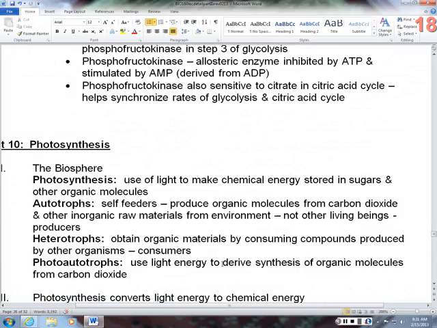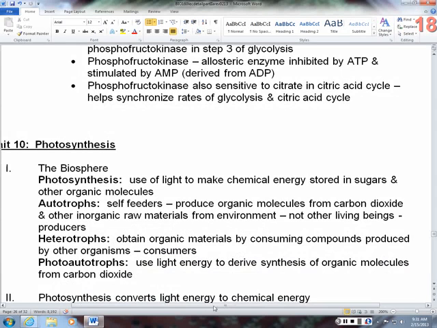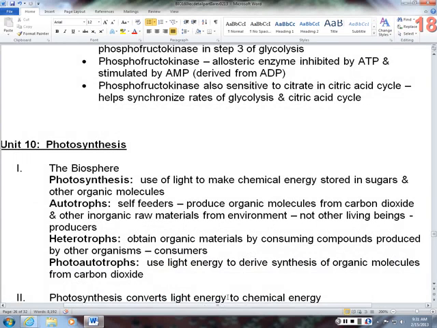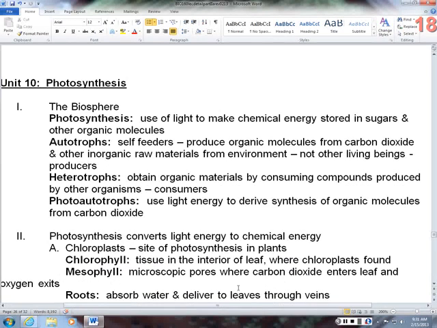So with photosynthesis, we'll get started on this today. I did put up some pictures for this last night that might be helpful to you with that. In the biosphere, which is the whole planet where you've got living life, all places that have the living life, photosynthesis is going to be the process of using light to make chemical energy. And you store that chemical energy in sugars and other organic molecules.